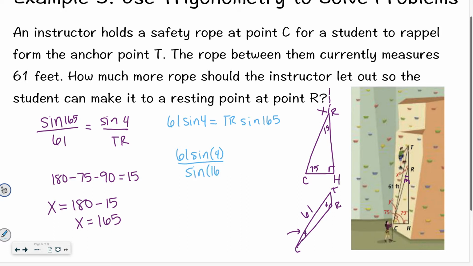Your calculator automatically puts that first parentheses, so I encourage you to close that. And I also encourage you to get in the habit of putting parentheses around everything in your numerator. So when you type it into your calculator, do an open parentheses, 61 sine 4, close your sine parentheses, then close your numerator parentheses, then hit divided, and then sine 165, close your parentheses, and you should end up at about 16 feet for that distance.